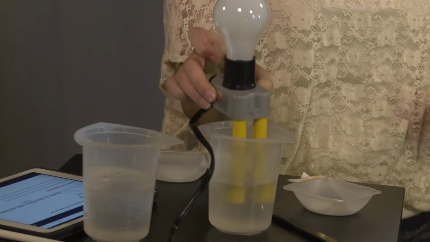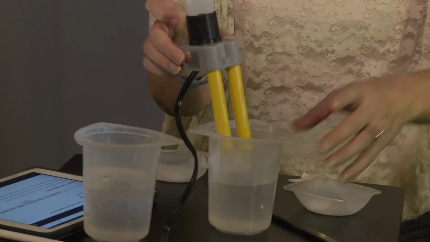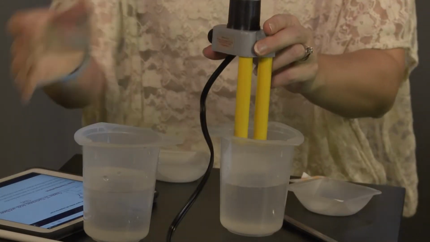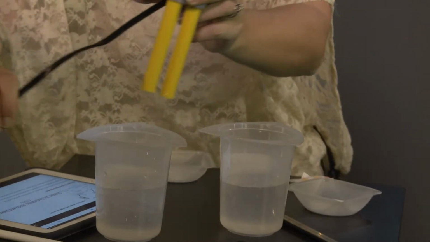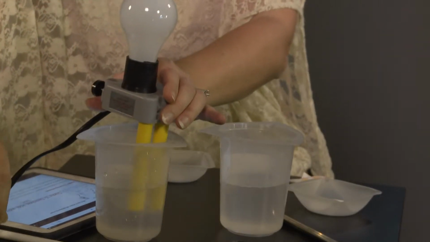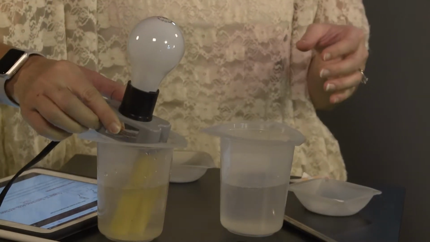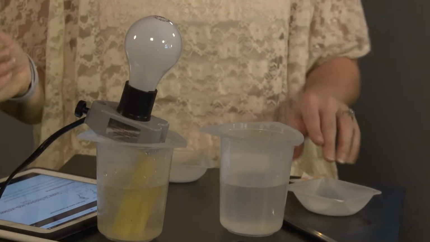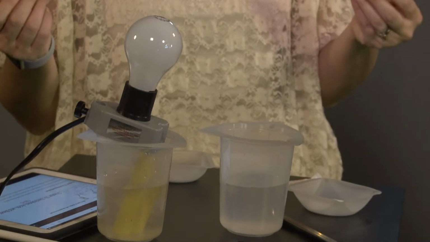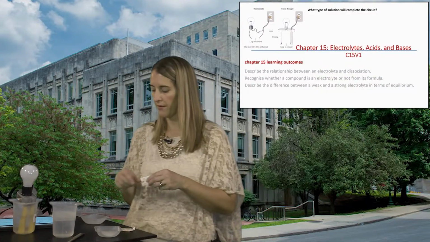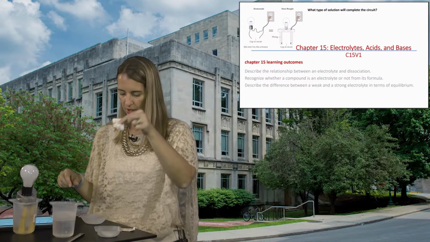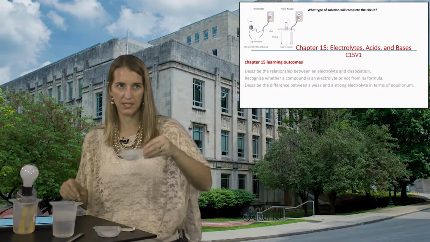So I have two solutions. Both of these solutions are just plain water right now. We'll put it in both solutions here for us. And you can see that in neither of these solutions does the light bulb go on. Let's just look at two different things that we can put in here and see if they will actually cause this solution to complete the circuit. So first thing, I just have some sugar packets. I poured a couple into here.